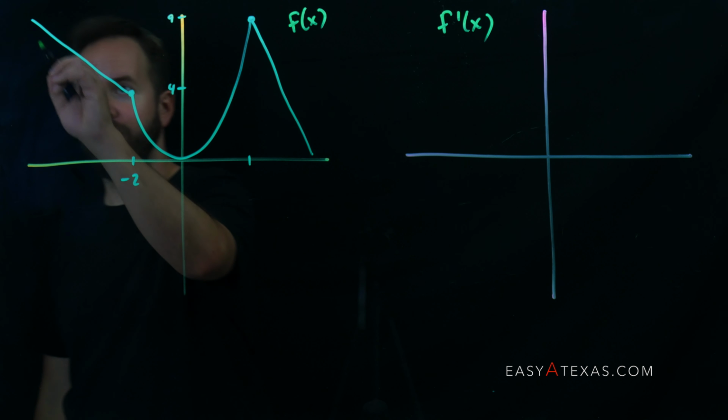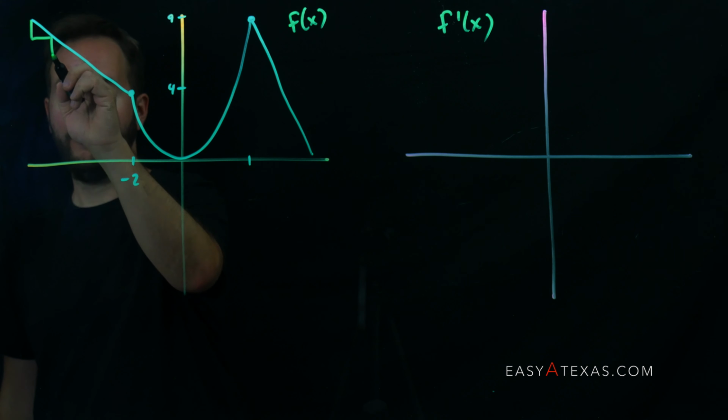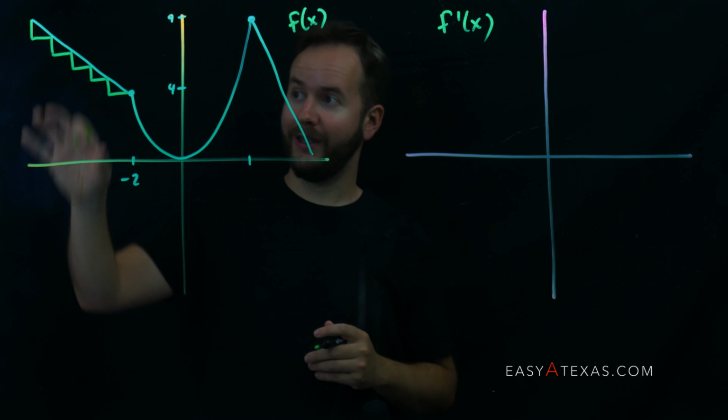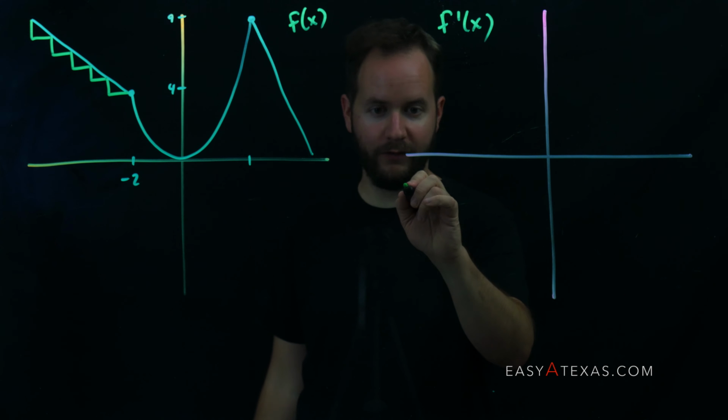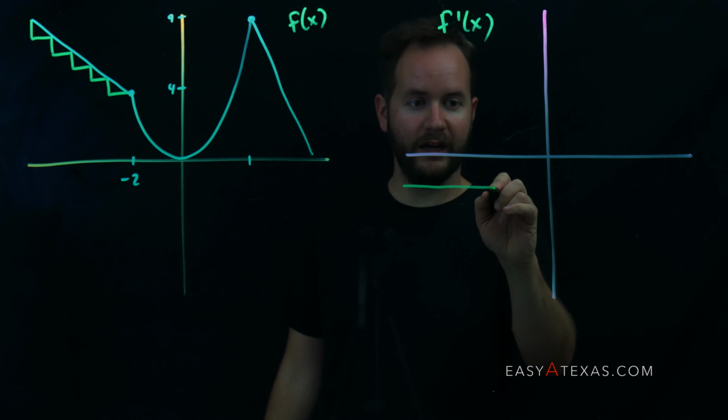In fact, this slope is down 1 over 1, down 1 over 1, down 1 over 1, and so on. That sounds kind of repetitive, I know. It turns out that slope is negative 1. So because the slope of this entire chunk is negative 1, our derivative has a value of negative 1, because derivative is synonymous with slope.